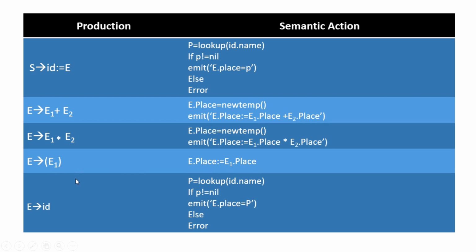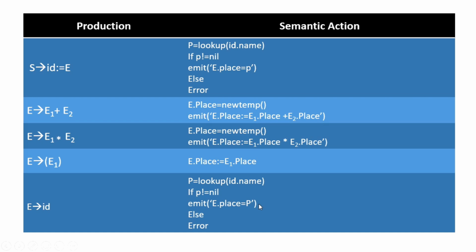Now if e tends to e1, then e dot place is equal to e1 dot place. The final production is e tends to id, where we look into the symbol table to see whether the corresponding identifier is present. If it is present, then p value will take the value of id. If p value is not equal to null, then p value will be transferred to e dot place. If p value is equal to null, then it will report an error message. So this is about the semantic actions associated with the production.